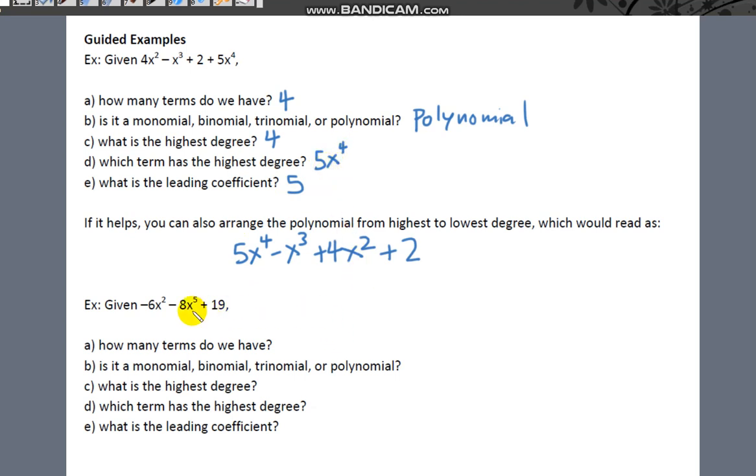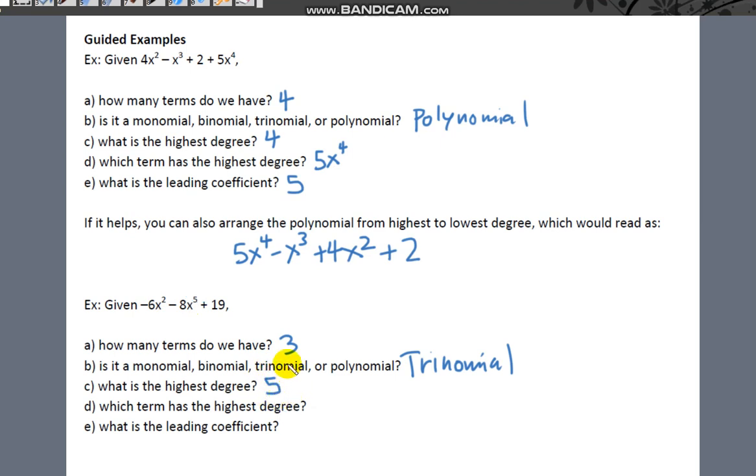Okay. Given this example, how many terms do we have? Let's count. 1, 2, 3. We have 3 terms. Is it a monomial, binomial, trinomial, or polynomial? If you didn't figure it out, bi like a bicycle, 2, tricycle, 3 wheels, we have 3 terms. It's a trinomial. Okay, what is the highest degree? Look at your terms. This right here tells me the highest degree. So this is going to be 5.